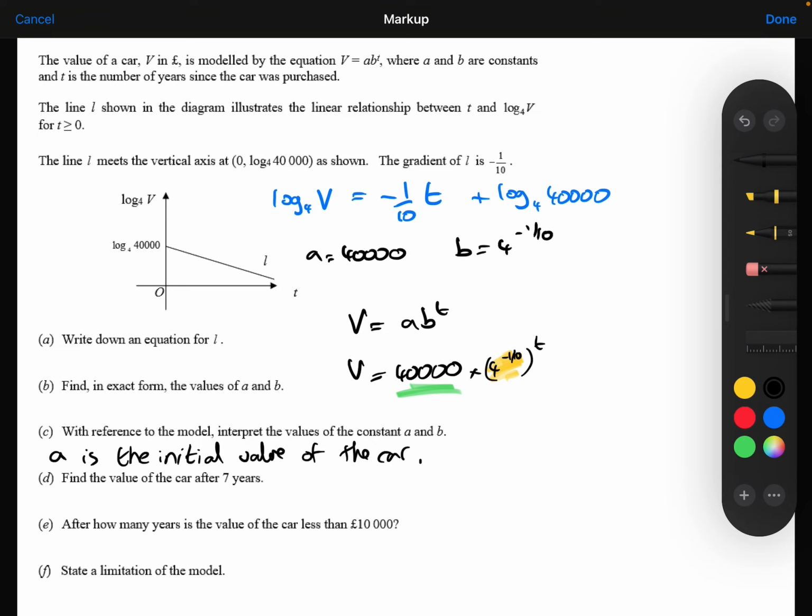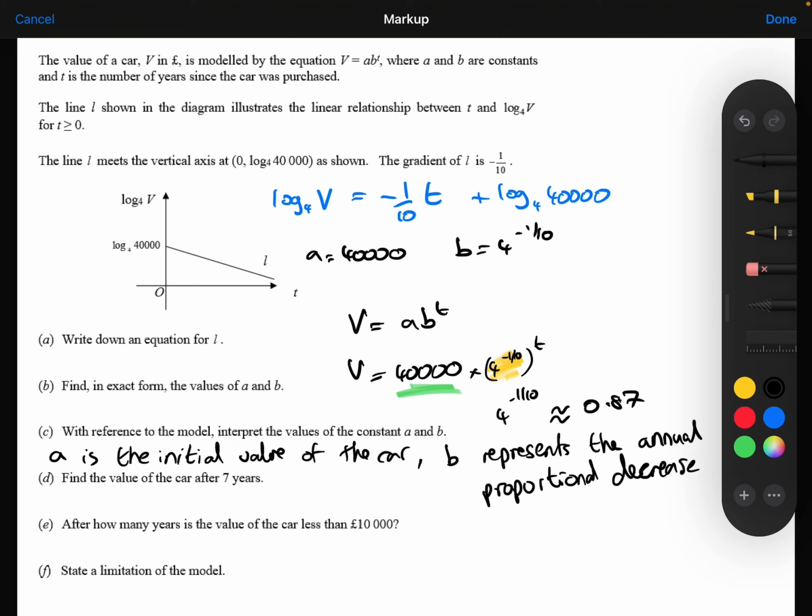So numerically, the 4 to the power of minus 1/10, we had to write that as an exact answer before, but if I actually work it out, it's roughly 0.87. So what that's saying is that the value of the car every year will be 87% of what it was the previous year, or it decreases by 13% every single year. So I'd say B represents the annual proportional decrease in value.